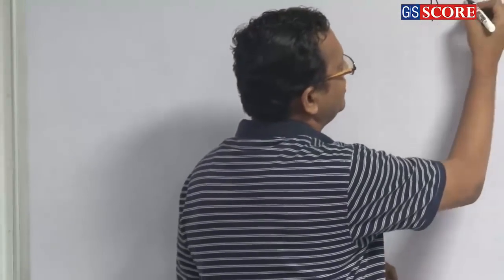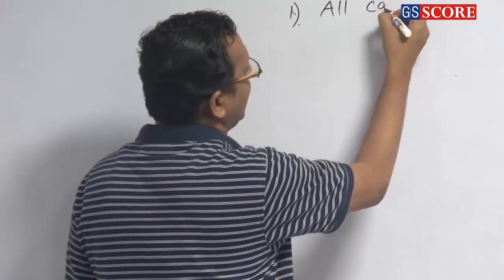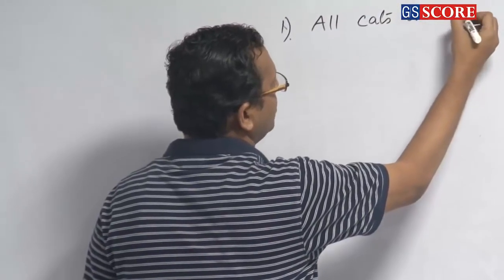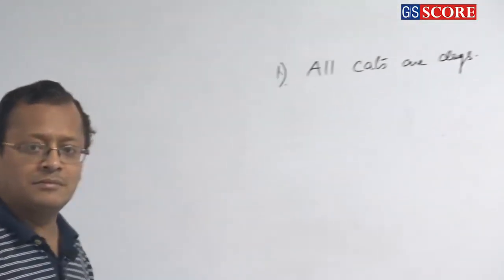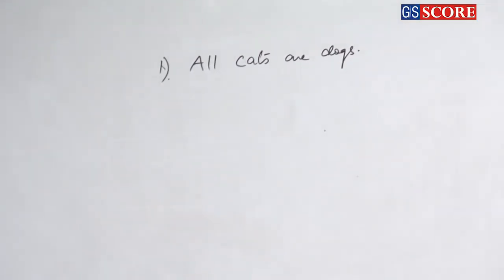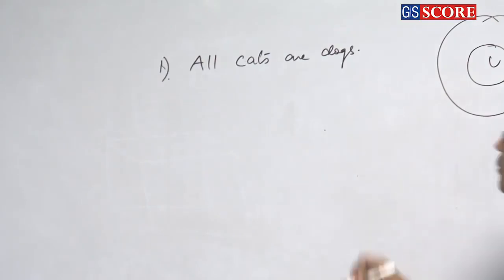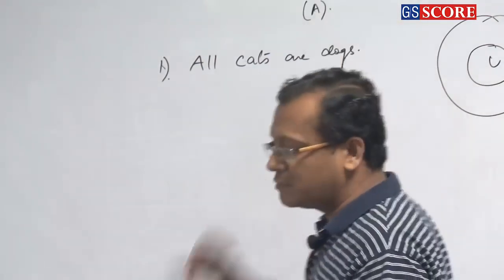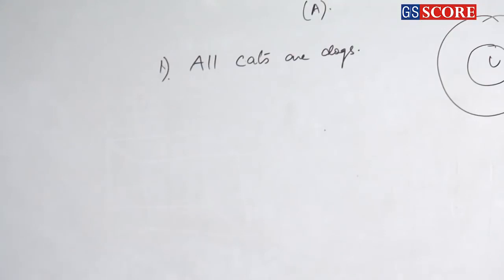First thing, all cats are dogs. How will you represent it in a Venn diagram? Clear or not? This is an A-type proposition. All cats are dogs. This is an A-type proposition.